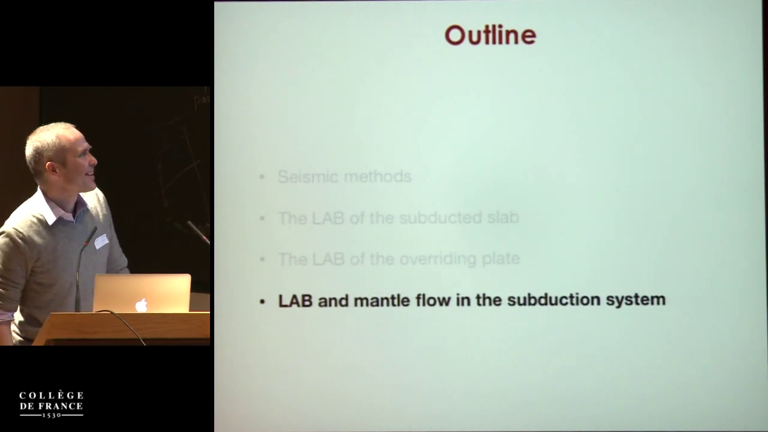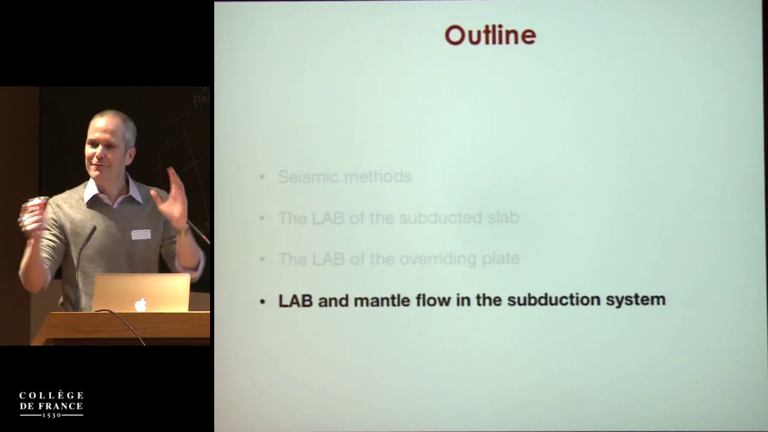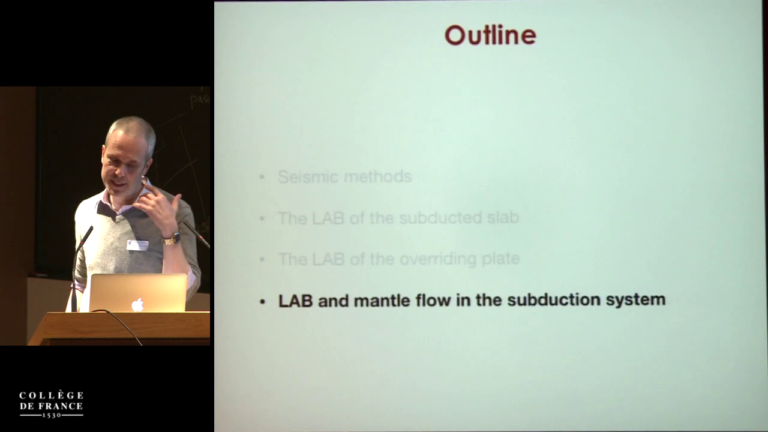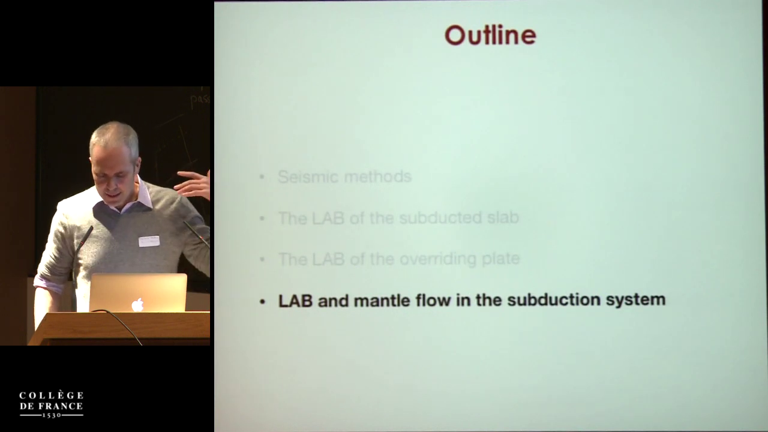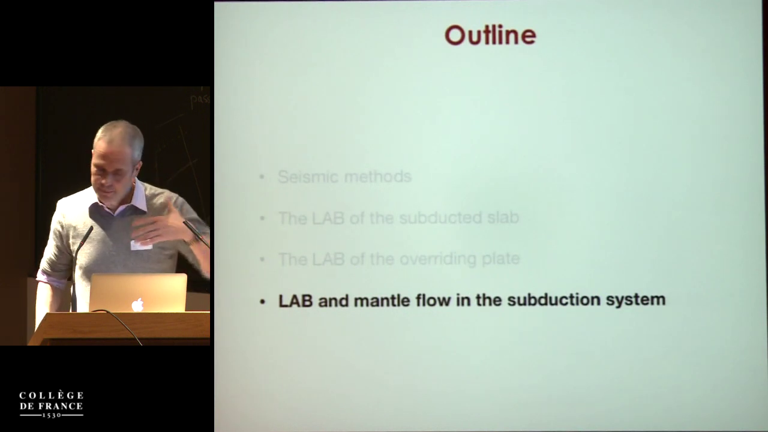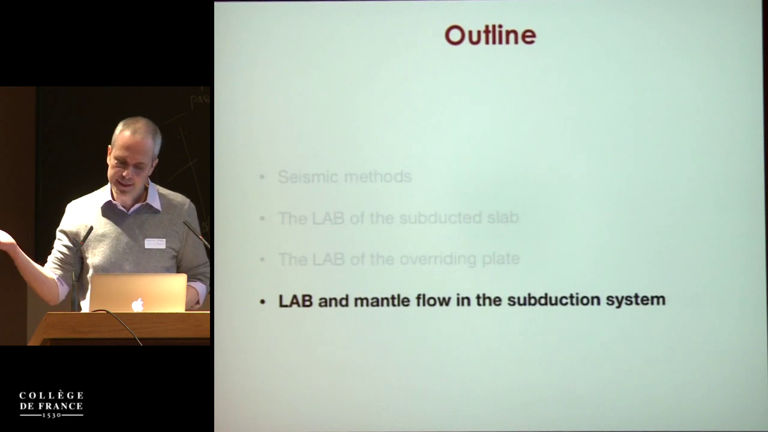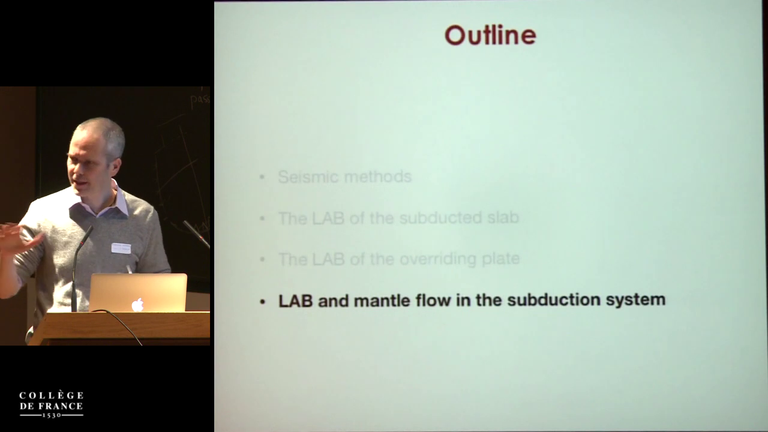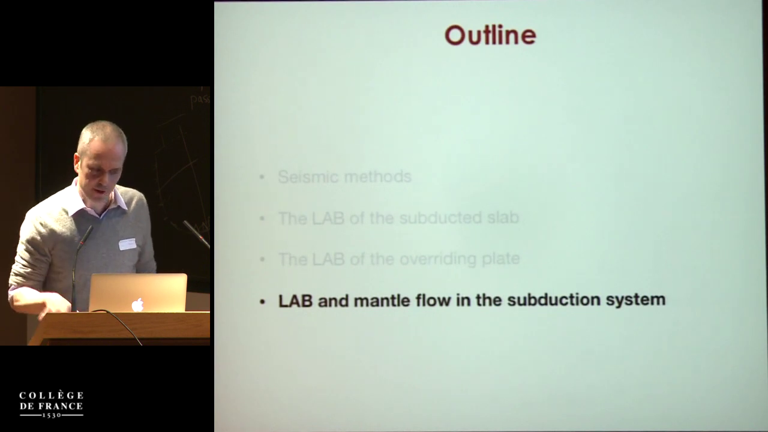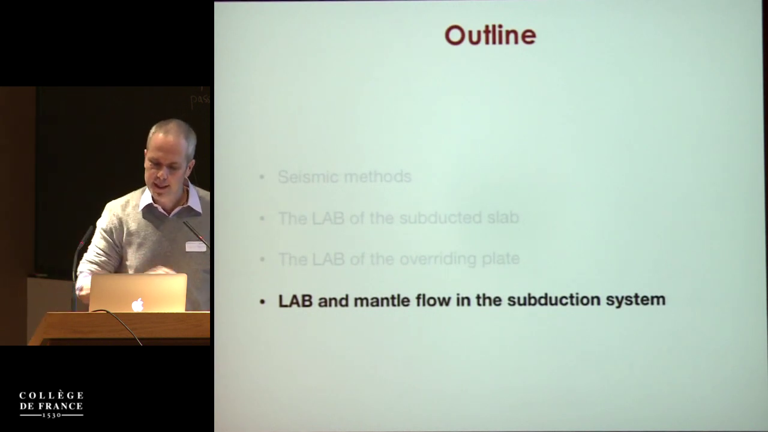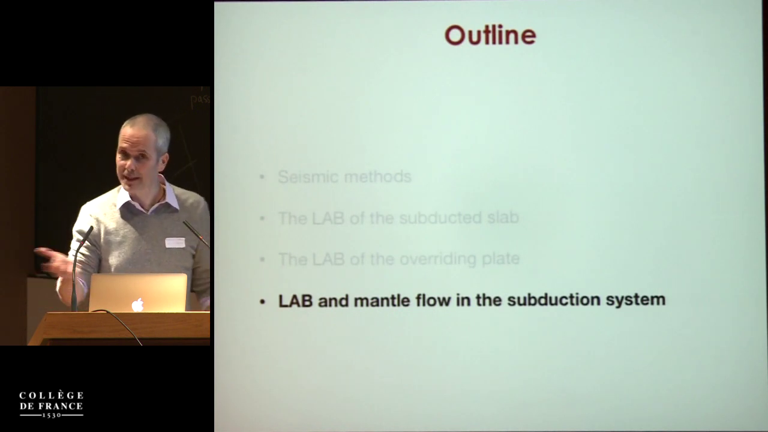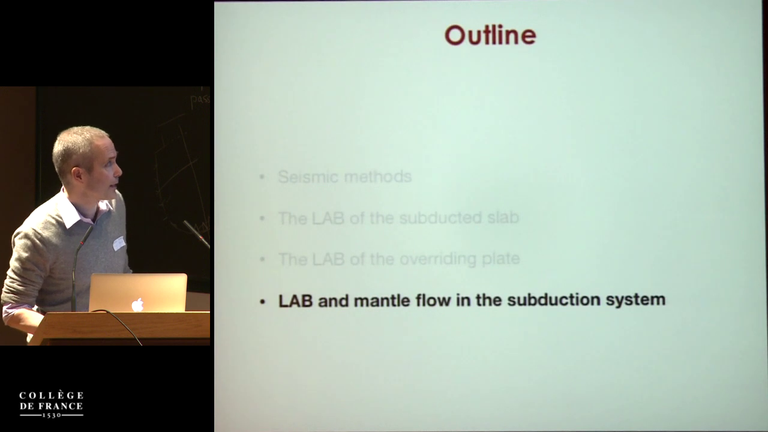So now let's look at the LAB. Now that we've looked at the structure of the LAB, both on the incoming slab, but also in the mantle wedge, that is, in the overriding plate, I hope I've given you a few constraints on this. Let's see how this can affect mantle flow, and if we can have any information about mantle flow in this system.